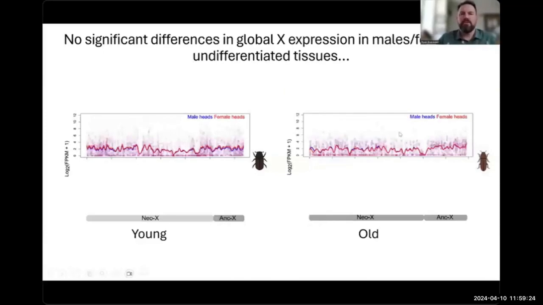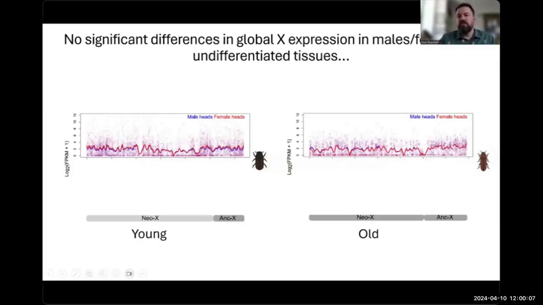When we look at the global expression of the X chromosome in males and females in undifferentiated tissues, we are basically asking, are there levels of dosage compensation? Because males are only going to have one copy of the X chromosome, whereas females are going to have two, most systems evolve some way to have that gene expression be equivalent in males and females. And what we see in the mountain pine beetle system, looking at the neo-sex chromosome as well as the ancestral X chromosome, is roughly equivalent levels of male and female expression in the heads, suggesting that both the ancestral X chromosome as well as the neo-X chromosome show dosage compensation.